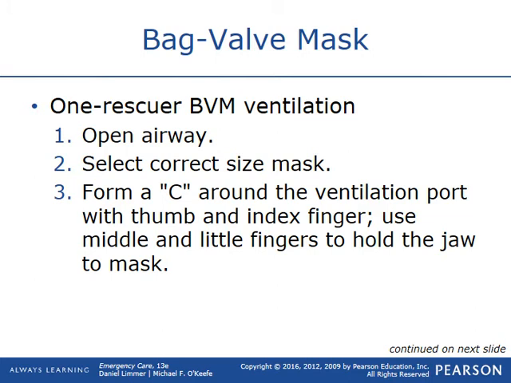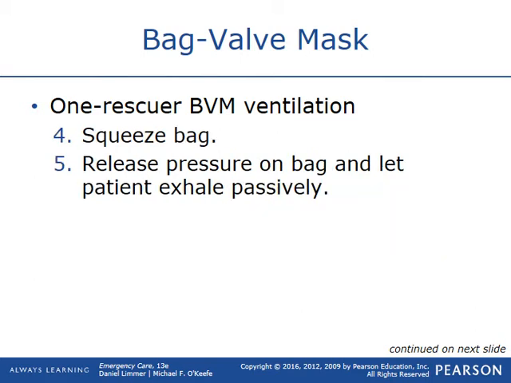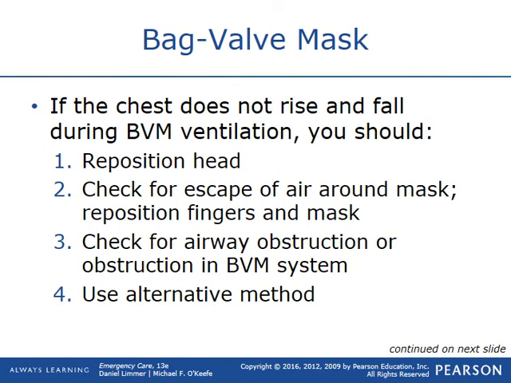For one rescuer bag valve mask ventilation, open the airway, select your correct size mask, and use the C and E method. The C is made with your thumb and index finger. Then you'll use your middle and little fingers to hold the jaw to the mask. Squeeze the bag, and the patient's chest will fall after you release pressure on the bag.